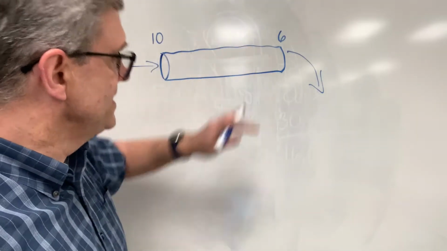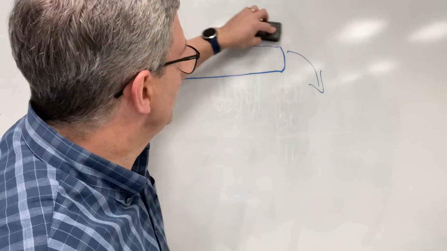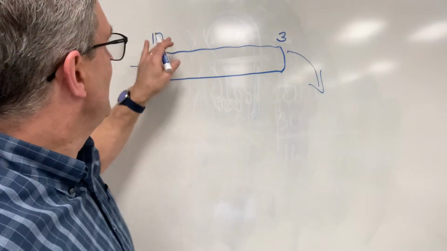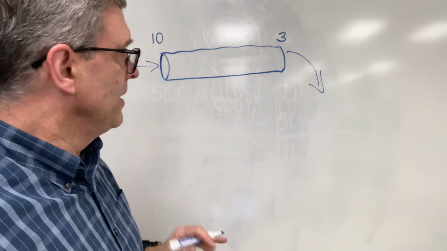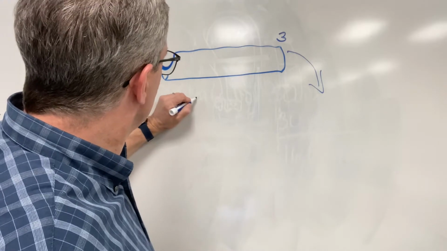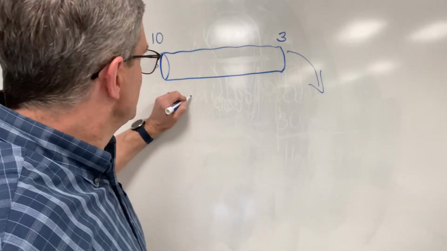So we have 10 in, 6 out. Let's say that we had 10 in and 3 out. These are just arbitrary numbers. That would mean there was more resistance in there. So let's apply that to the lung. So what can cause airway resistance?